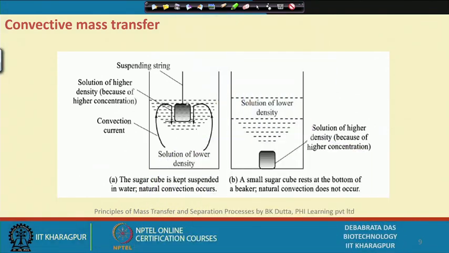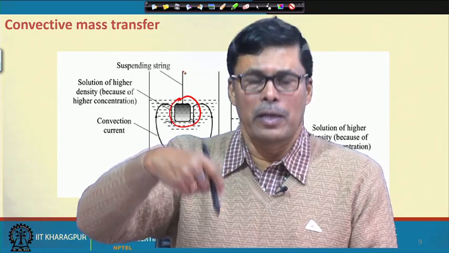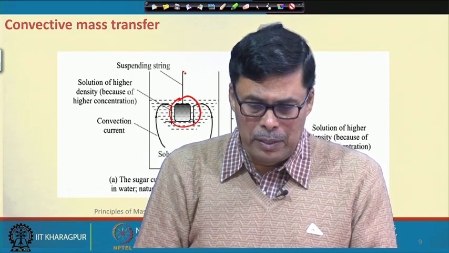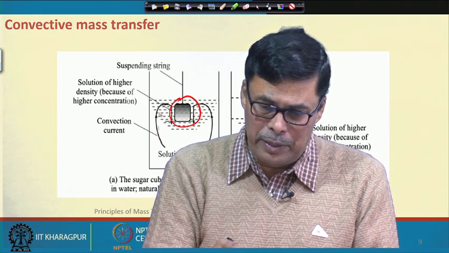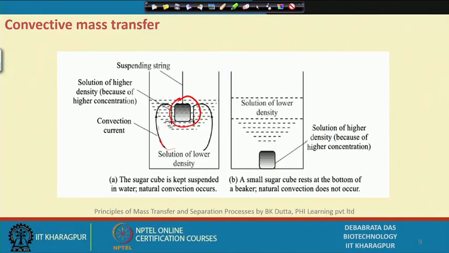Now, this is the first example I can give you of convective mass transfer. This is the sugar cube. We keep the sugar cube in two different fashions. One is the hanging fashion, where we just hang the sugar cube in a solution. Then there will be a convection current, and the concentration will go like this. This kind of convection current, from high concentration to low concentration, will occur.